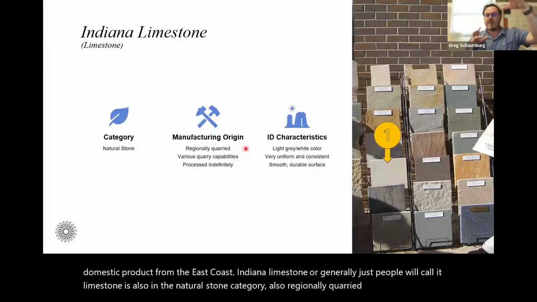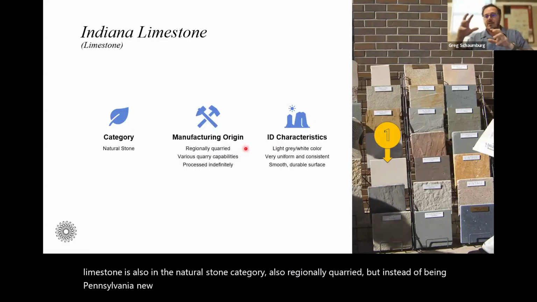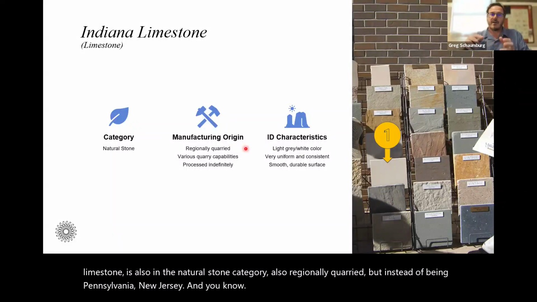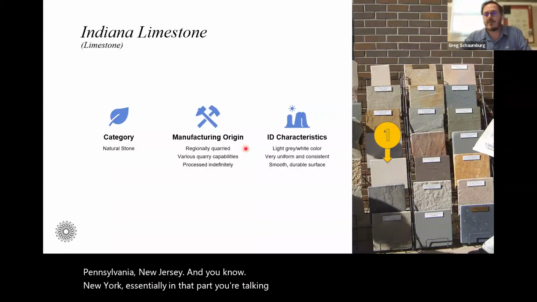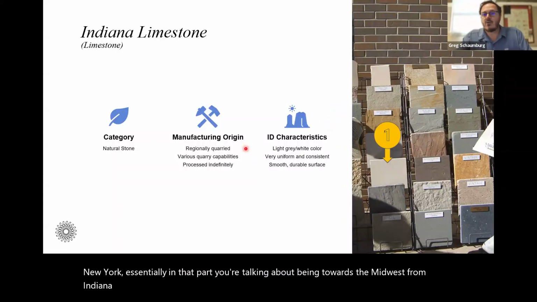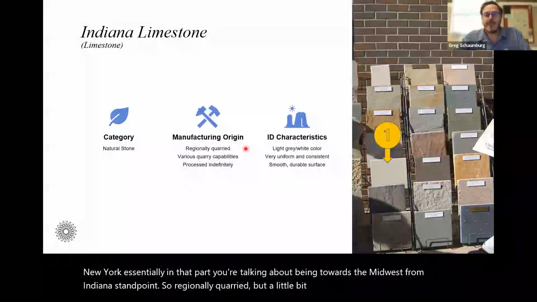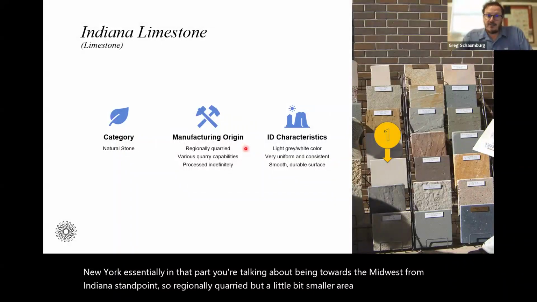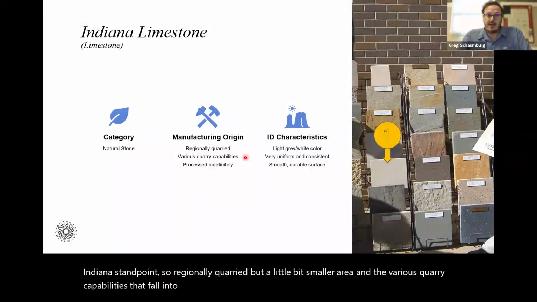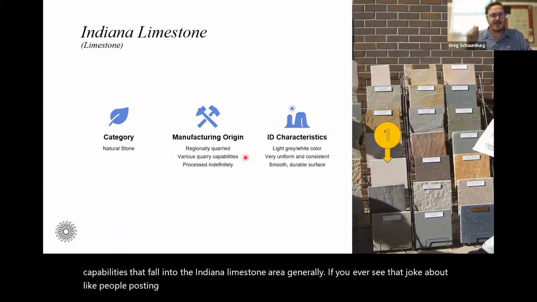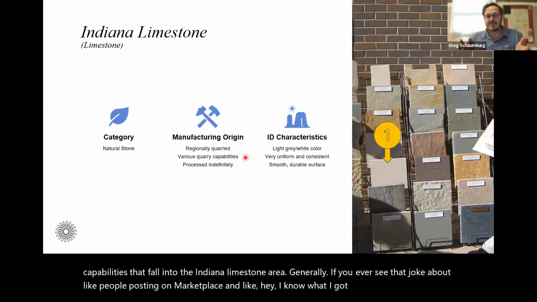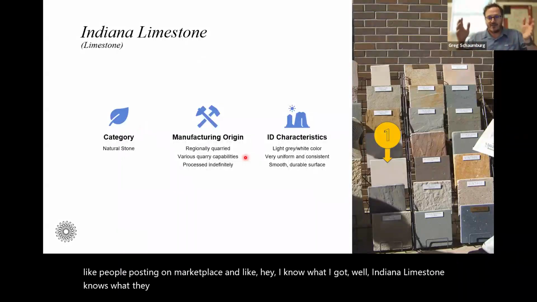but instead of Pennsylvania, New Jersey, and New York, you're talking about the Midwest, from Indiana. So regionally quarried, but a little bit smaller area. And the various quarries in the Indiana limestone area generally, if you ever see that joke about people posting on Marketplace, like, hey, I know what I got. Well, Indiana limestone knows what they have, and their quarries are big, large economic powerhouses.